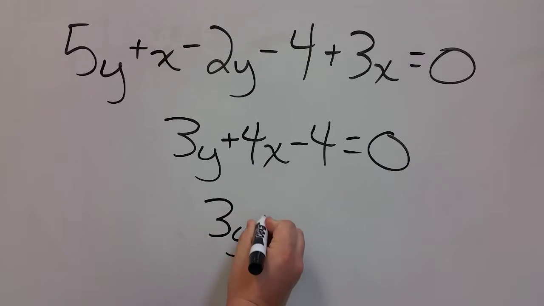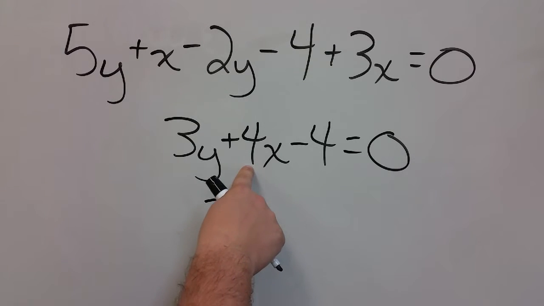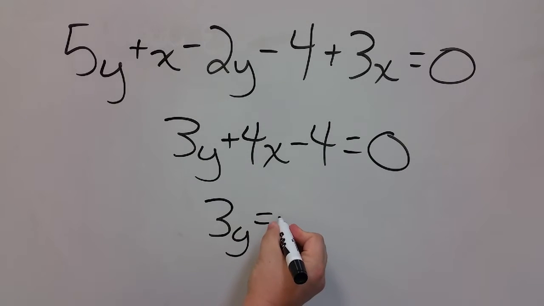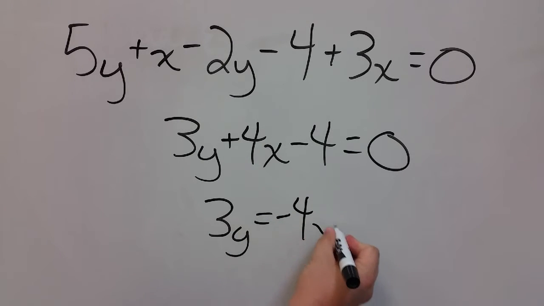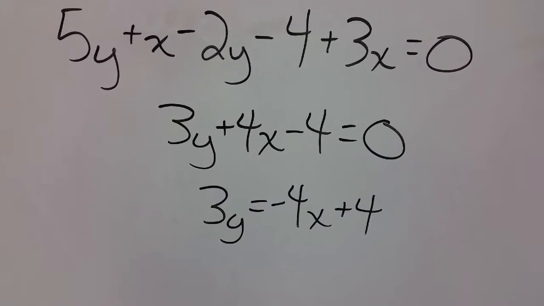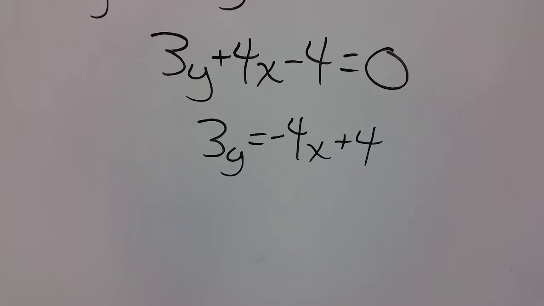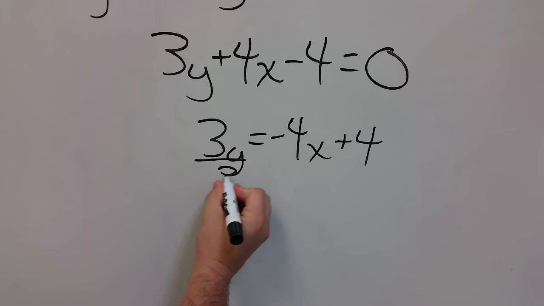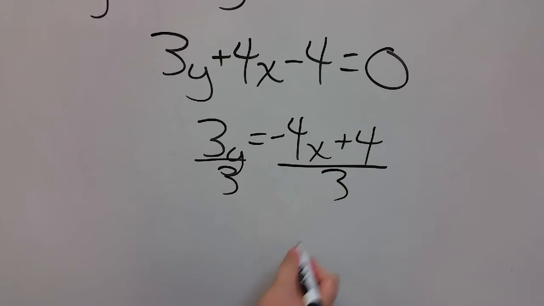3y equals, and we'll move positive 4x over. It will become negative 4x. We will also move minus 4 over, and it will become positive 4 or plus 4. So I have most of what I need at this point. I still have one last thing to do though. I need to divide everything by 3 so I can know what y equals. So we'll divide everything by 3.